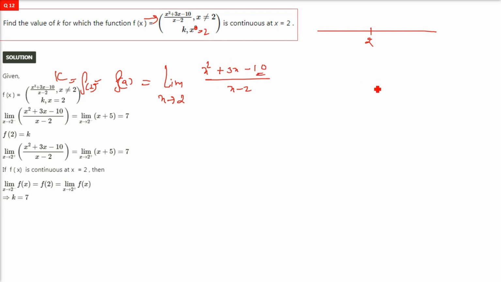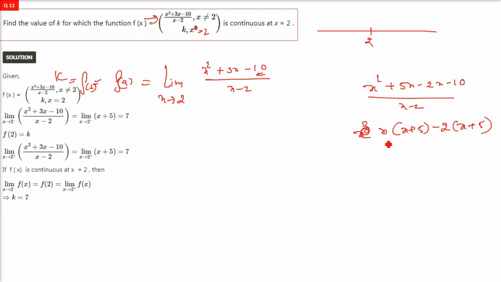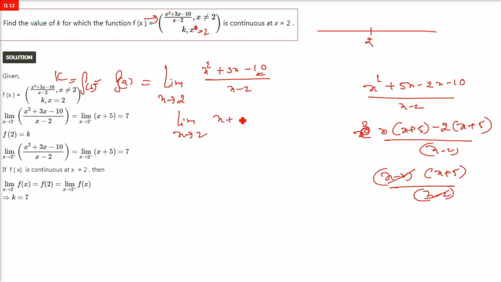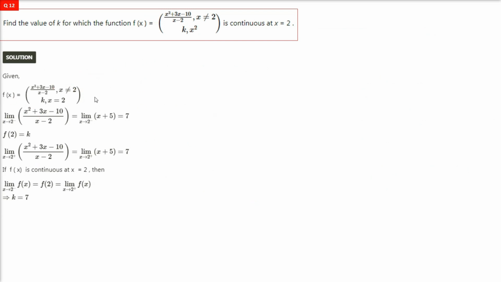Let us solve this. I am making the factors: x square plus 5x minus 2x minus 10 divided by x minus 2. So x square plus 5x, take x common, x into x plus 5, minus 2 into x plus 5, divided by x minus 2. So x minus 2 into x plus 5 by x minus 2. You can cancel these two, x plus 5. So limit x tends to 2 of x plus 5. Apply the limit, 2 plus 5, and this is equal to 7. So k is equal to 7 in this case. This is your answer. You have to write like this. On the left hand side you see the solution.